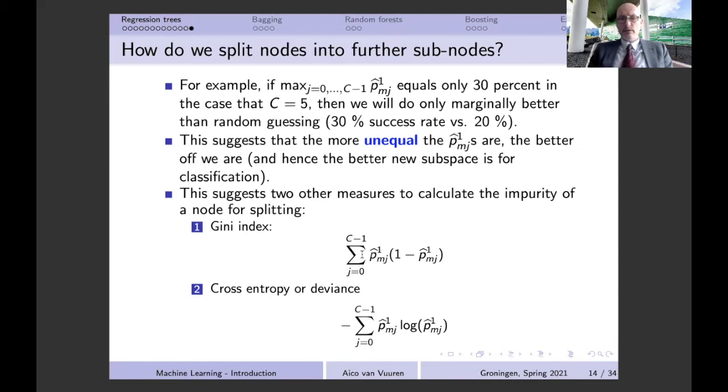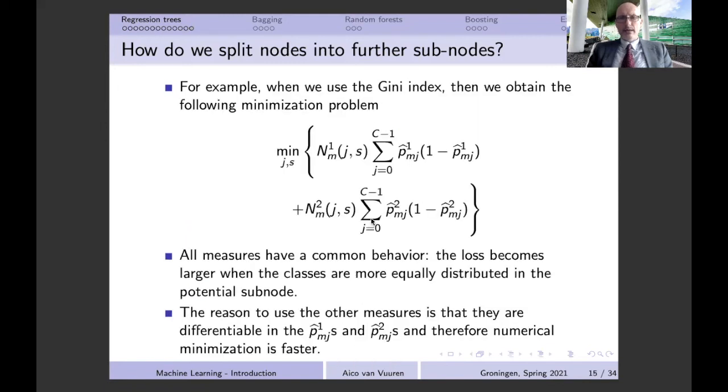One thing that we could have used is a so-called Gini coefficient, or the Gini index. The Gini index, generally speaking, is an index to look at the inequality, in this case with respect to the p hats, and it looks like this. Apart from the Gini index, we could also look at the cross entropy or deviance. So, for example, with the Gini index we could have done the further subdivision by looking at this minimization problem. Here I have replaced the original minimization that we had before with the Gini index.